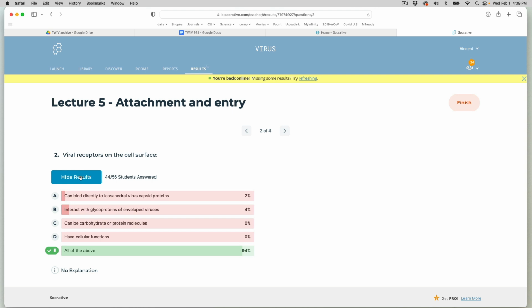So these receptors can bind directly to icosahedral particles. I showed you examples of polio and rhino. They interact with glycoproteins. We have HIV, we had influenza, SARS-CoV-2 as examples. And none of you picked the other two, which is good because it's all four. They can be carbohydrate or proteins, and they have cellular functions.